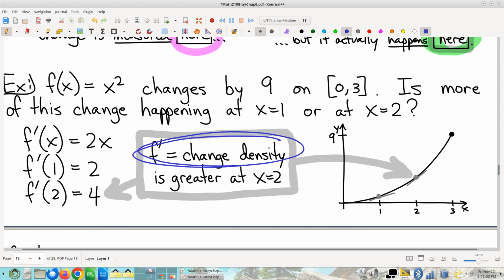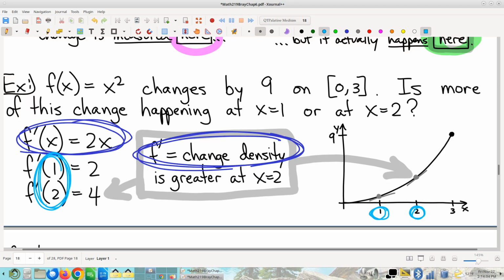So change density is the derivative. You can compute the derivative. You can plug in a couple of points that you might be interested in, like 1 and 2. You plug those in and just see what the results are. And it tells me right here with these numbers, clearly there's more change density, aka derivative. There's more change density at x equals 2 than there is at x equals 1. Which, of course, tracks with the obvious. You look at the picture, well, of course it's changing.